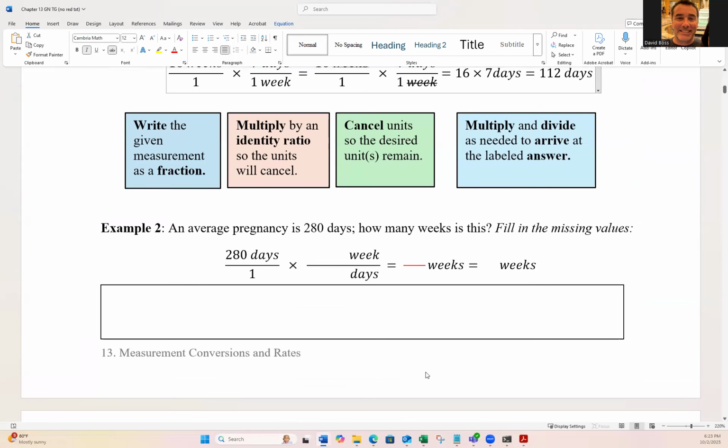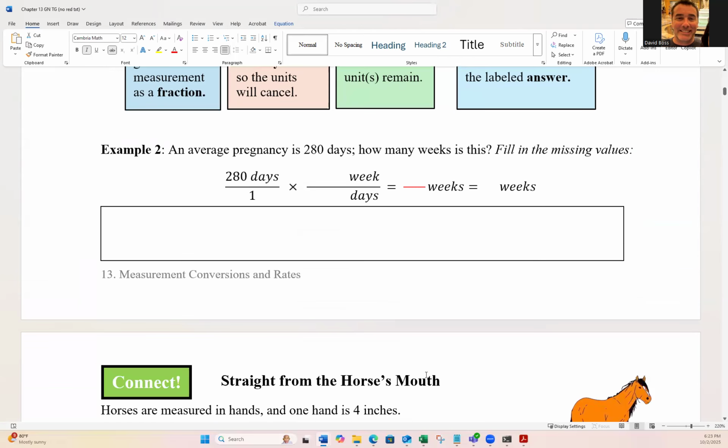Okay. Let's look at example two. An average pregnancy is 280 days. How many weeks is this?